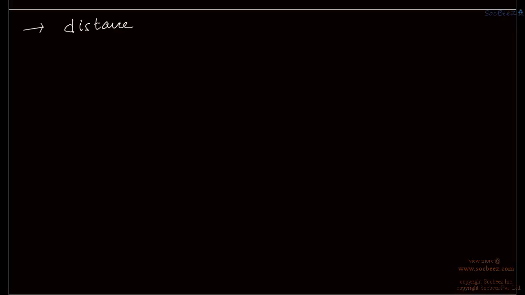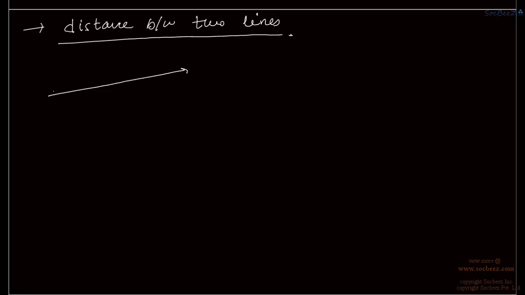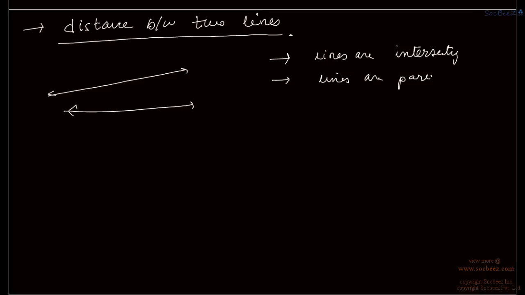Now we have the concept of finding the distance between two lines. Say we have two lines, this and this. So what are the cases if two lines are in space? Case 1, lines are intersecting. Case 2, lines are parallel. Case 3, lines are neither intersecting nor parallel. This case also can happen.